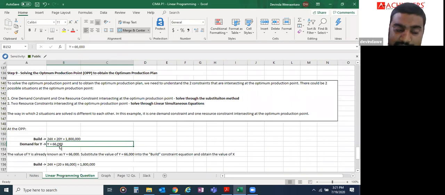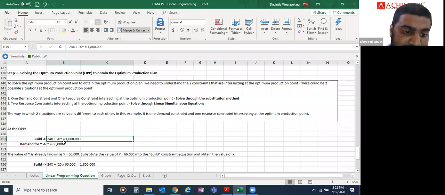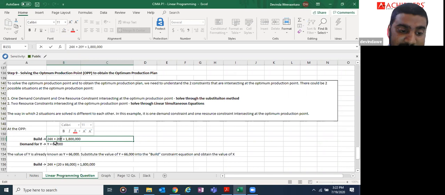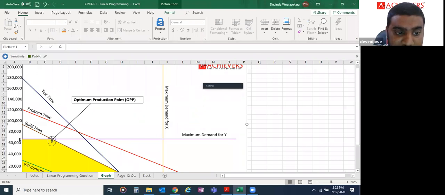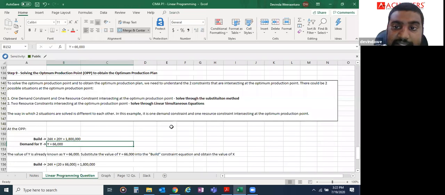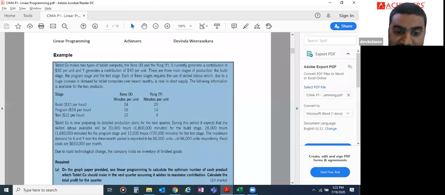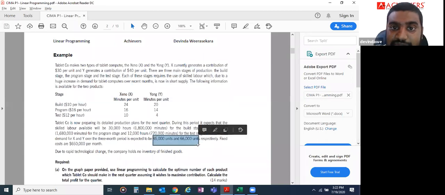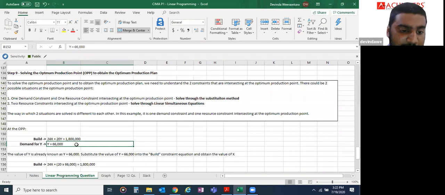Y equals 66,000, so we take that 66,000 and substitute it into the Y right here, because we know the value of Y but not of X. Understand that Y equals 66,000 came because in the graph, point D is falling on build time and the demand for Y. It doesn't mean I took it from the question, with Y equal to 66,000 and X equal to 85,000. That is completely wrong. That cannot happen.